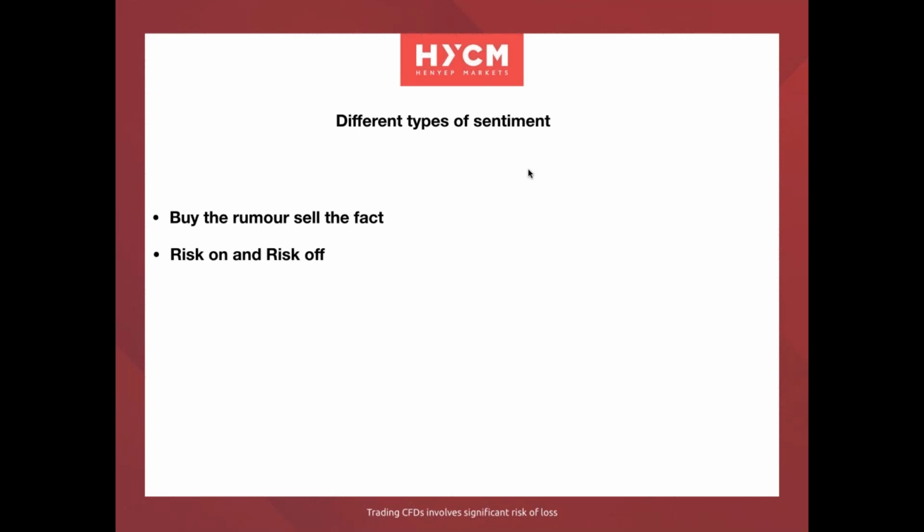And typically in a risk-off sentiment, you will have the Japanese yen being bought up. You get the Swiss franc being bought up. You will also get the US dollar being bought up.